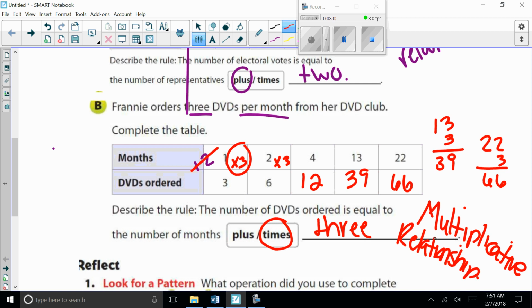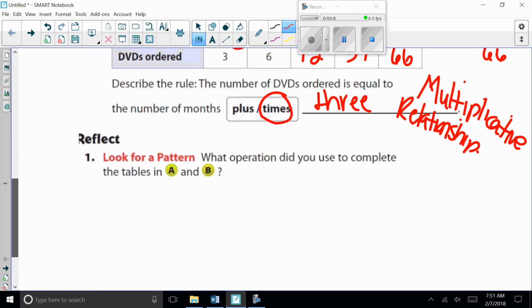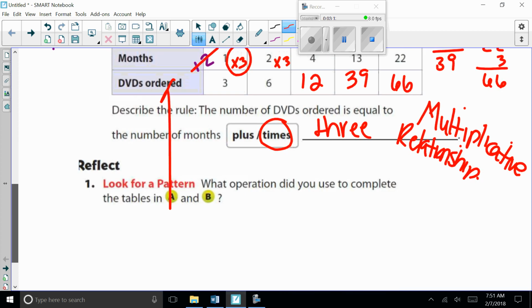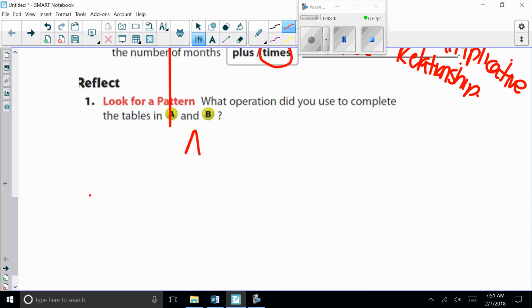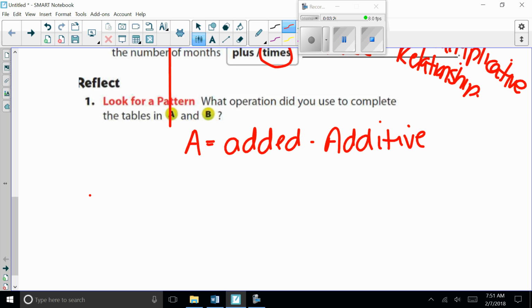Okay, so then if we look, it wants us to reflect: what operation did you use to complete the tables in A and B? So A, we added, so that's additive. And in B, we multiplied, so that's multiplicative.